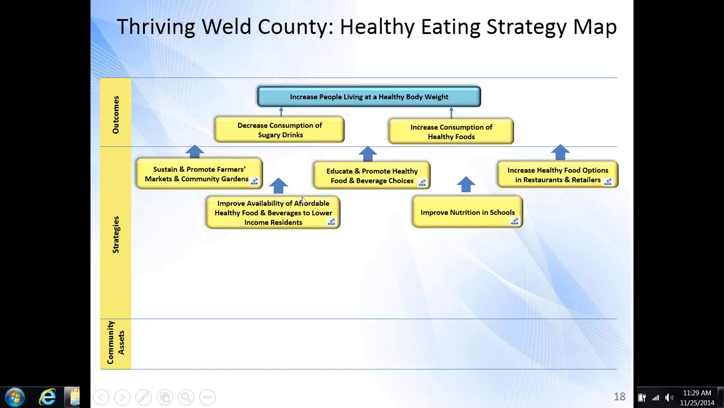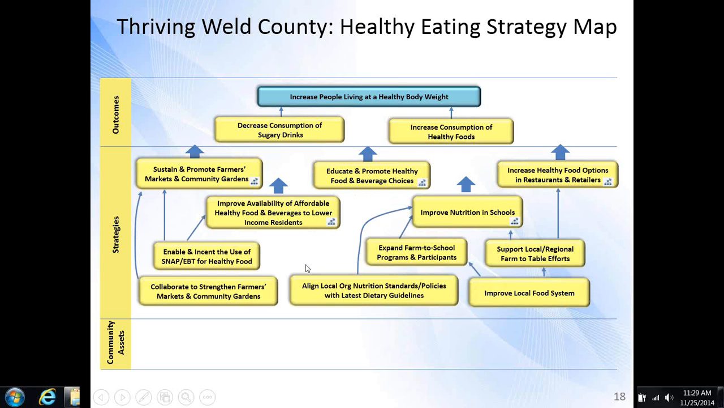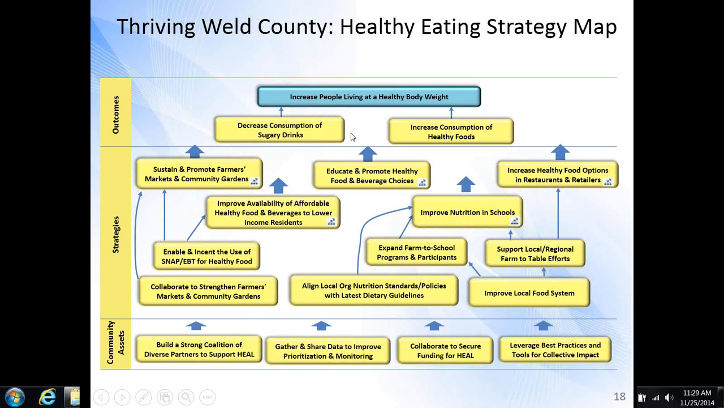In order to accomplish these outcomes, they had several strategic objectives, such as sustain and promote farmers markets and community gardens, or educate and promote healthy food and beverage choices, or improve nutrition in schools. To accomplish these, they had other strategic objectives, such as collaborate to strengthen farmers markets and community gardens, a means by which they could sustain and promote farmers markets and community gardens, which would increase the consumption of healthier food.